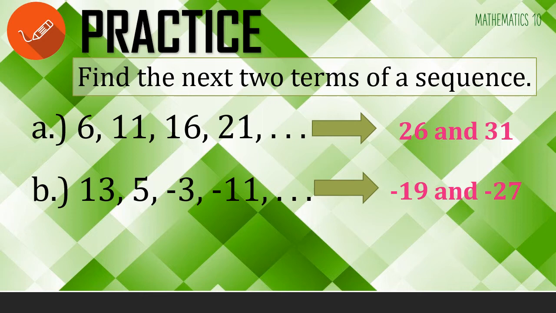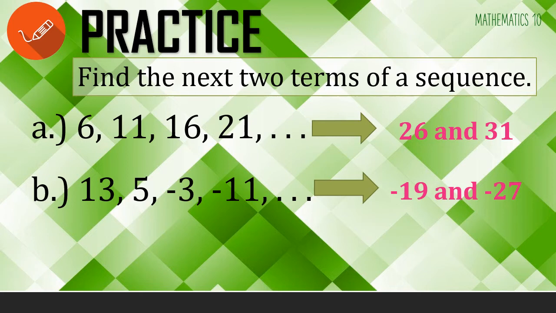So 13 minus 8 is 5. 5 minus 8 is negative 3. Negative 3 minus 8 is negative 11. Negative 11 minus 8 is negative 19. And negative 19 minus 8 is negative 27.